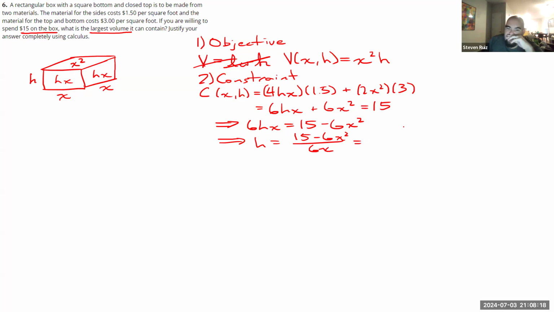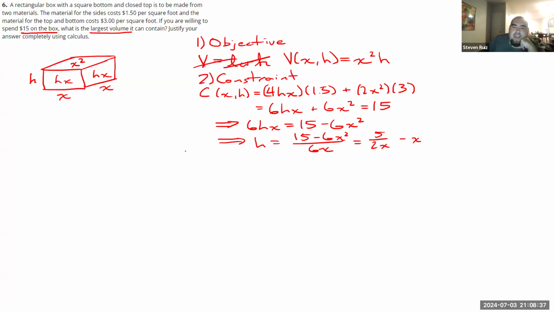Can I simplify it at all? 15 over 6 reduces to 5 halves. So 5 over 2x, and 6x squared over 6x reduces to x. So my height is equal to 5 over 2x minus x.